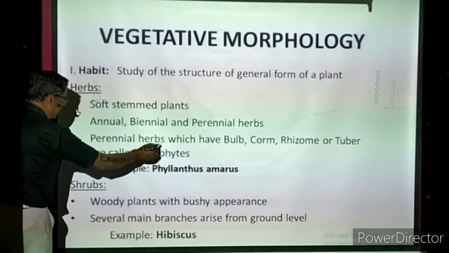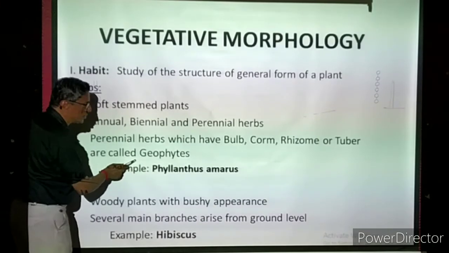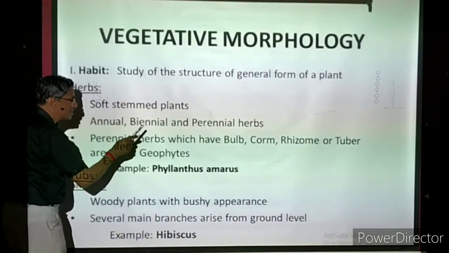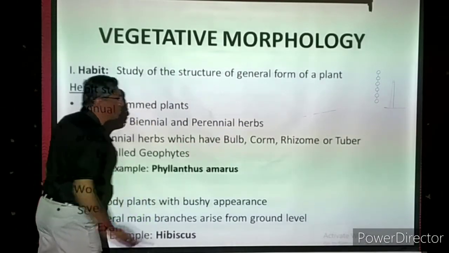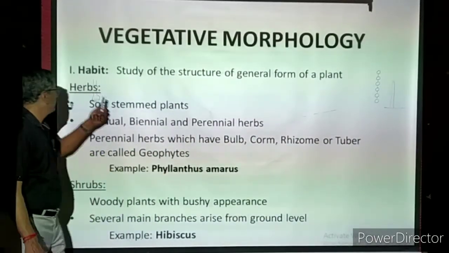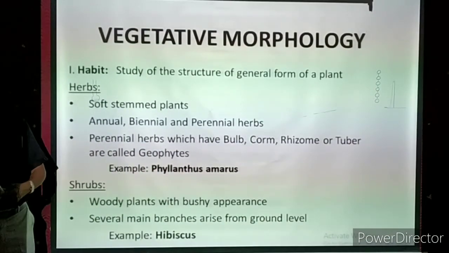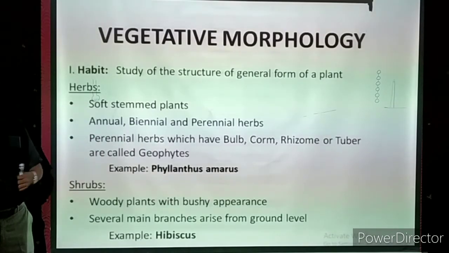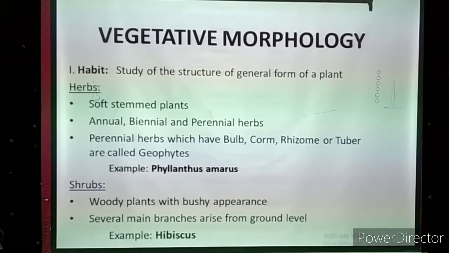Now they are called perennial herbs, or geophytes. What is the meaning of geo? Geo means soil. Phytes means plants. The stems of the plants are buried in the soil. So such plants we can call geophytes. Example, Phyllanthus amarus. For the herbs, Phyllanthus amarus. It is a common plant which is present in the fields. Wherever the water is moving in small canals and all, at the sides Phyllanthus amarus will be growing.